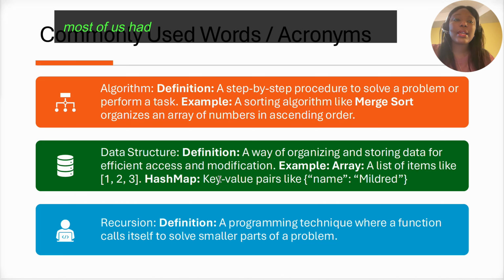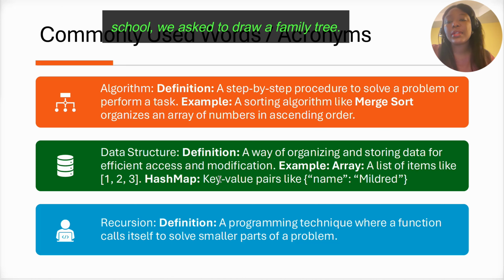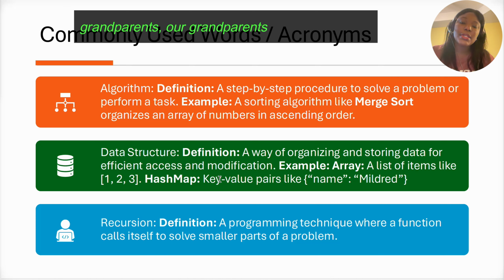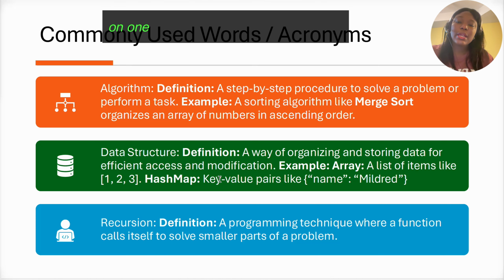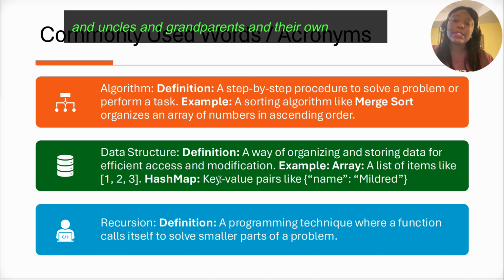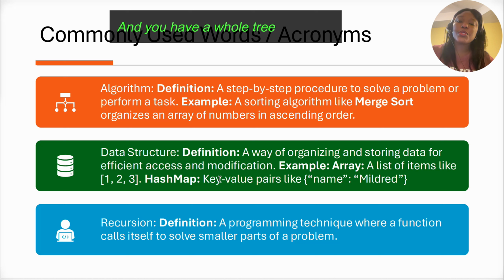And most of us had a family tree when we were in elementary school. We were asked to draw a family tree. On that family tree, we'll see our great-grandparents, our grandparents, our parents. On one branch of the tree, it's everything that led to how we were born. On another branch of the tree, we'll have all of our aunts and uncles and grandparents and their own siblings. And we'll have a whole tree structure.